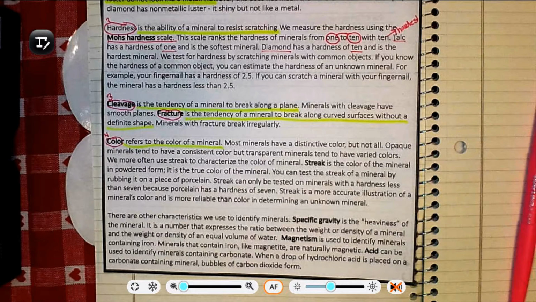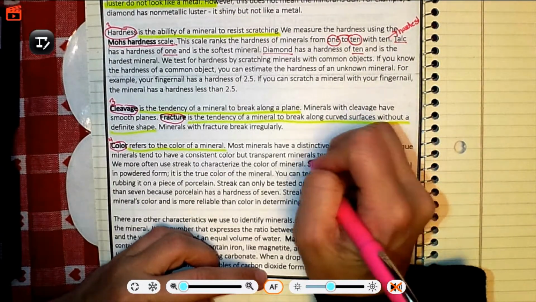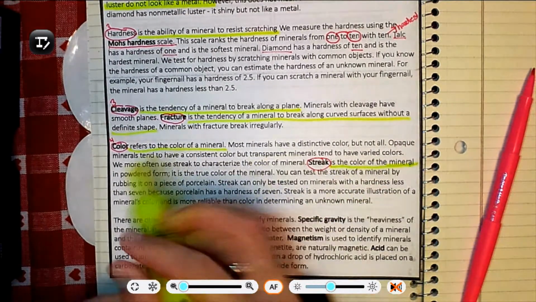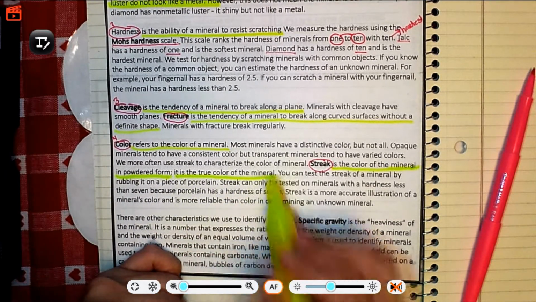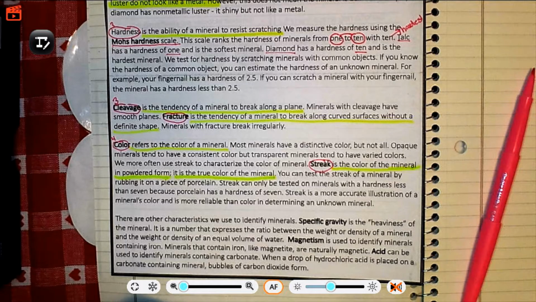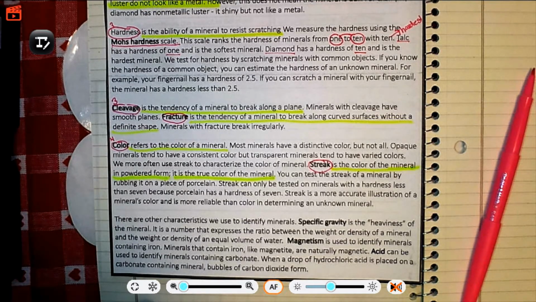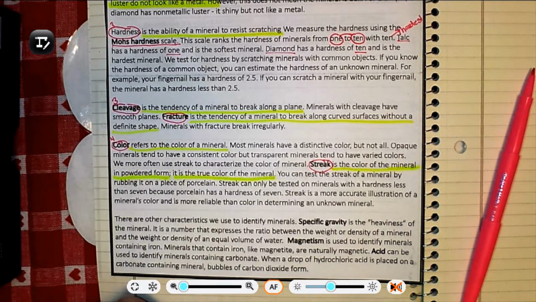So instead, we more often use streak to characterize the color of a mineral. Streak is the color of a mineral in its powdered form. So it's the true color of a mineral. You can test the streak of a mineral by rubbing it on a piece of porcelain. So streak can only be tested on minerals with a hardness less than 7 because porcelain has a hardness of 7. So you'll see in our lab that they use one that has a hardness of 6.5.